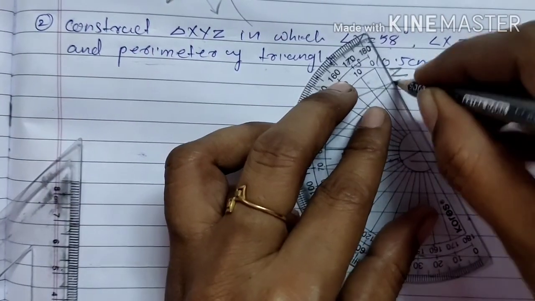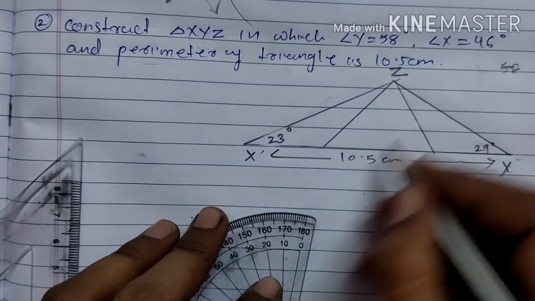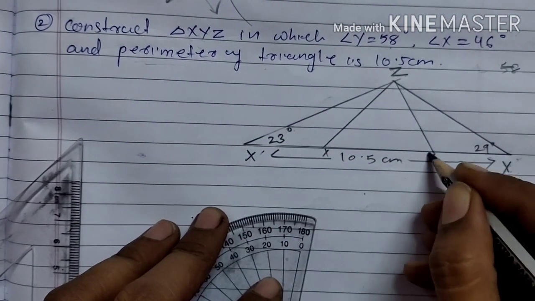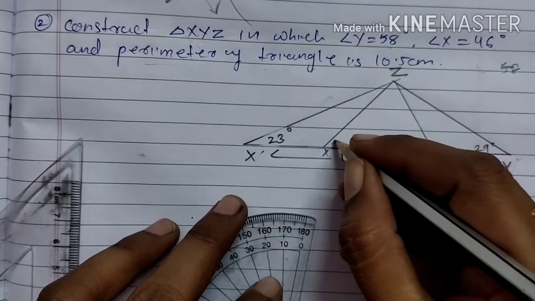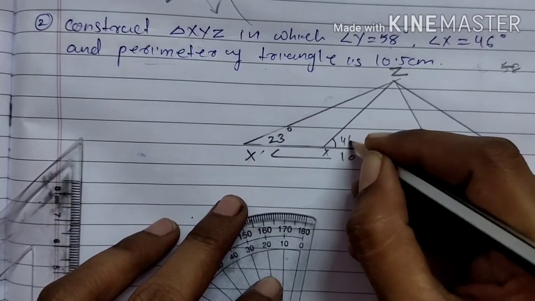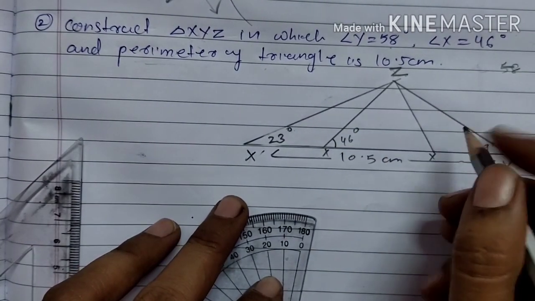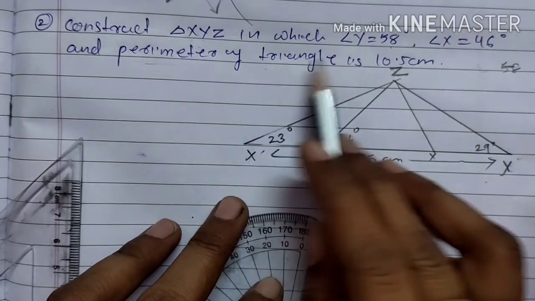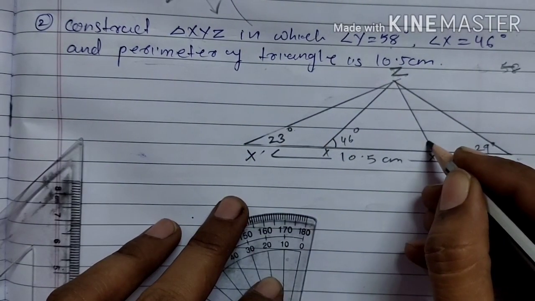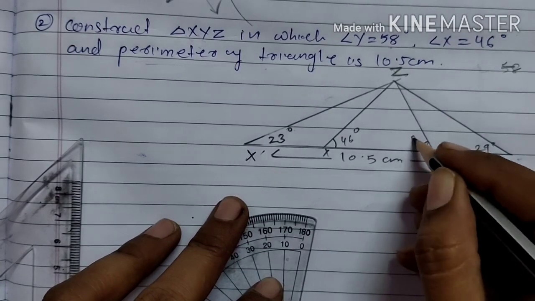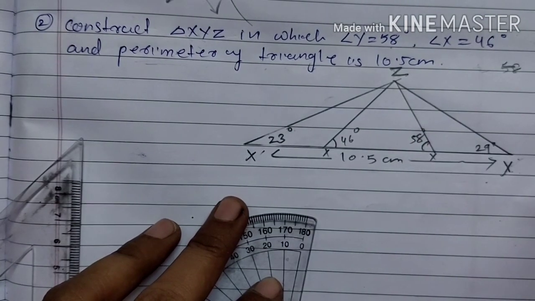It is compulsory to write the measures of angles and sides also. The inside triangle is your required triangle XYZ. X dash 23 degree and X 46 degree. Y dash is 29 degree and angle Y is 58 degree.